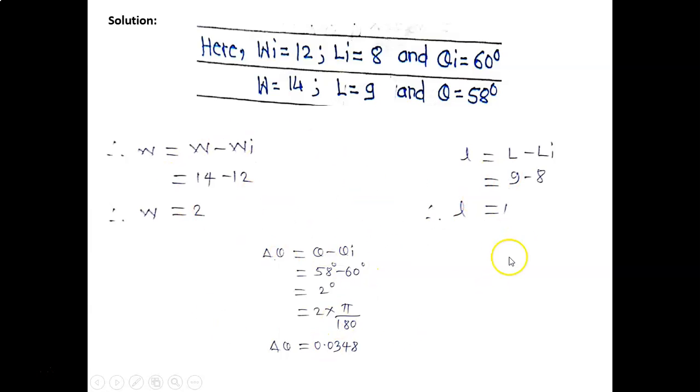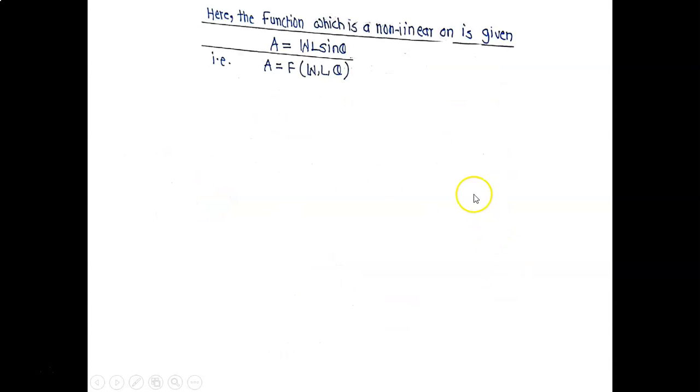Therefore, these values we will use while finding out the variation in small area, that is small a. Here the function, which is a non-linear one, is given as A = wl sin theta. Therefore, the area of that parallelogram is a function of w, l and theta, where w is the width, l is the length, and theta is the included angle.